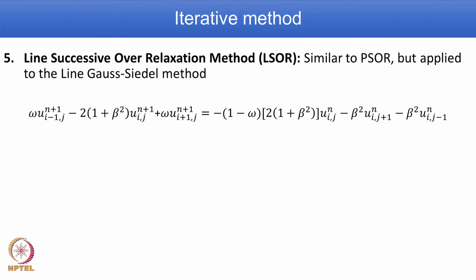Next is the line successive over relaxation method. This is the same as PSOR, only thing it is implemented for the line as a whole. So, we have omega times the i minus 1, j, n plus 1 value, then for i plus 1 etcetera, and similarly for the neighboring nodes' contribution.